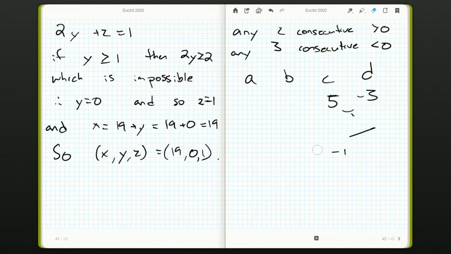So maybe neither B nor C is negative. Maybe they're both positive. Actually, maybe one of them is 0. 0, 1, and then we'll put a -2 here. Well, that doesn't work. Overall, that's negative, but C plus D is negative as well. So I'm starting to get a sense that the numbers B, C are really important here.